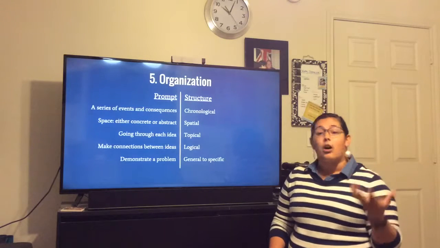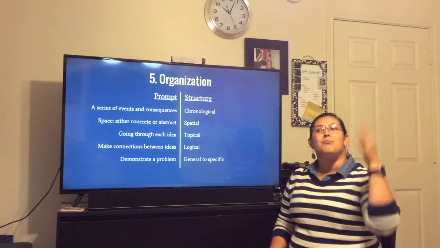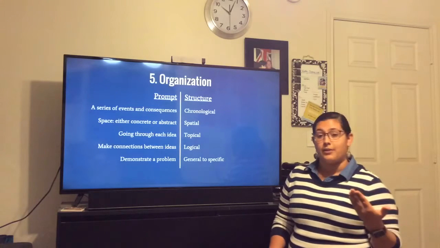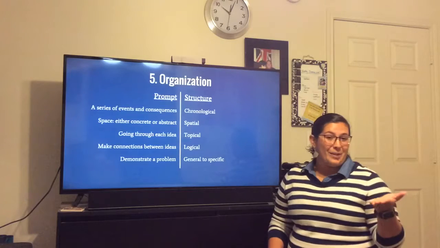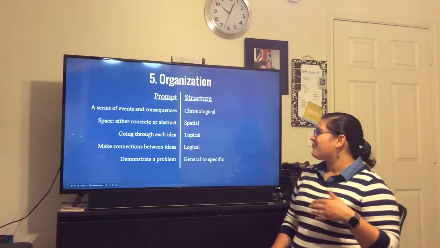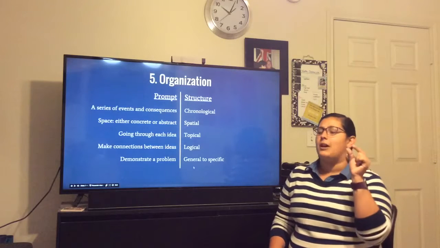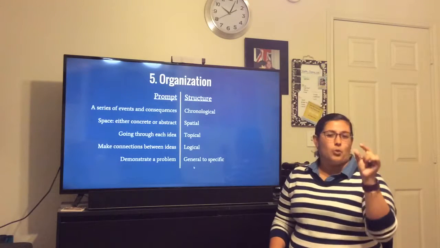This is probably going to be the hardest one to try and organize because it's more up to your intuition as to where paragraphs best fit in with themselves. Whereas chronological, you look up the date and that's where it goes. We have logical and then general to specific. And these are very specific types of organization.